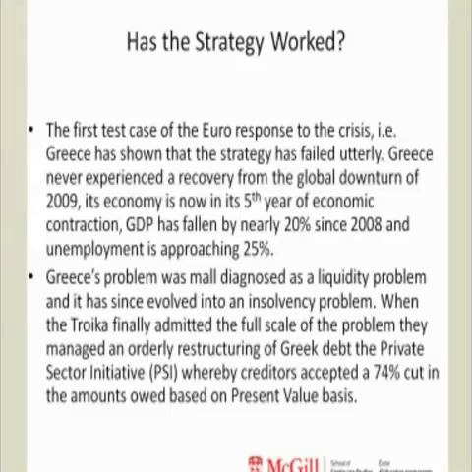When the Troika finally admitted the full scale of the problem, they decided to write off part of Greece's debt by doing a restructuring called the Private Sector Initiative, PSI, which succeeded, as of March of this year, in erasing about 74% of the present value of Greek government debt held by the private sector.